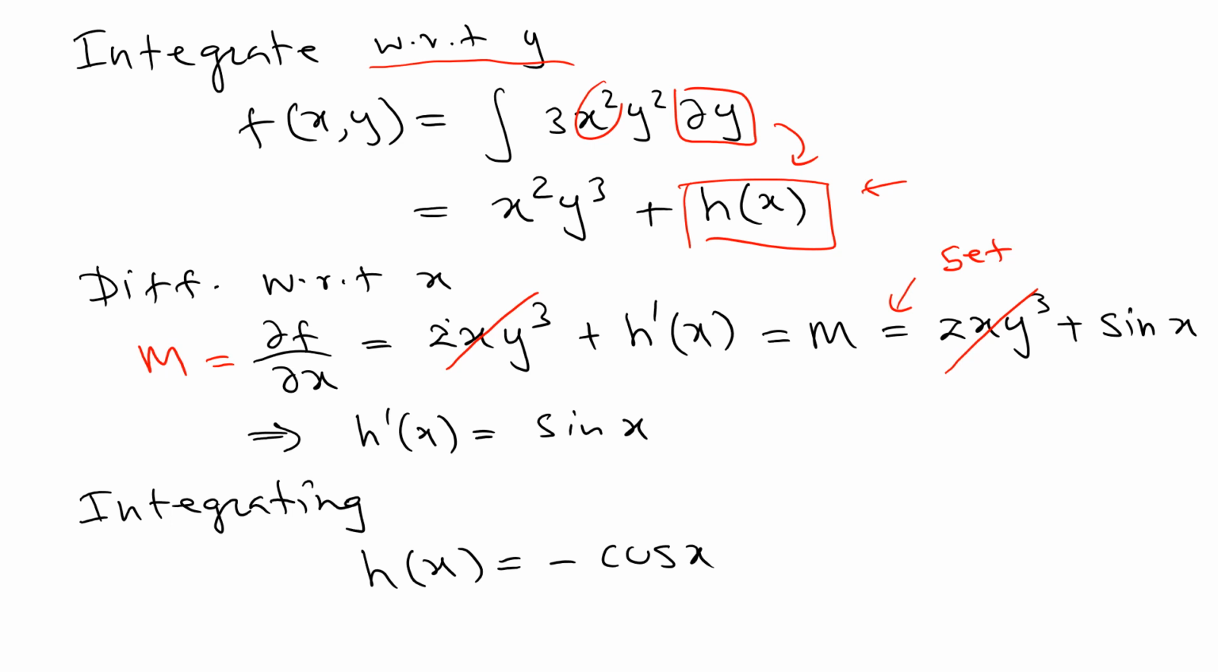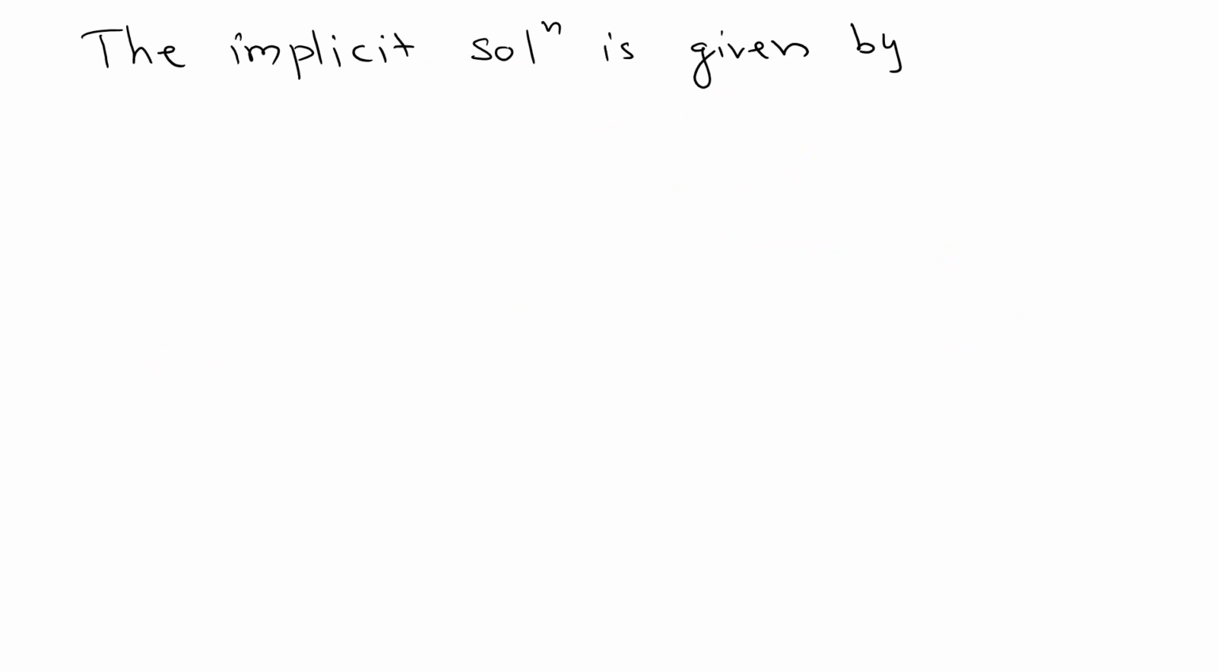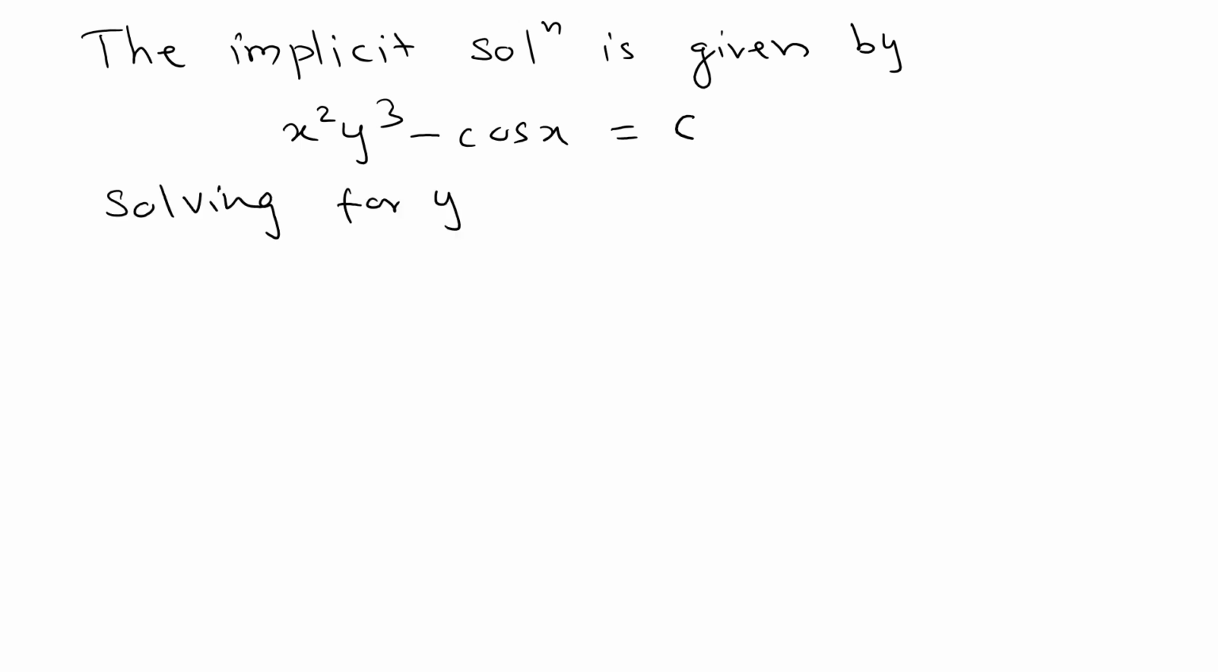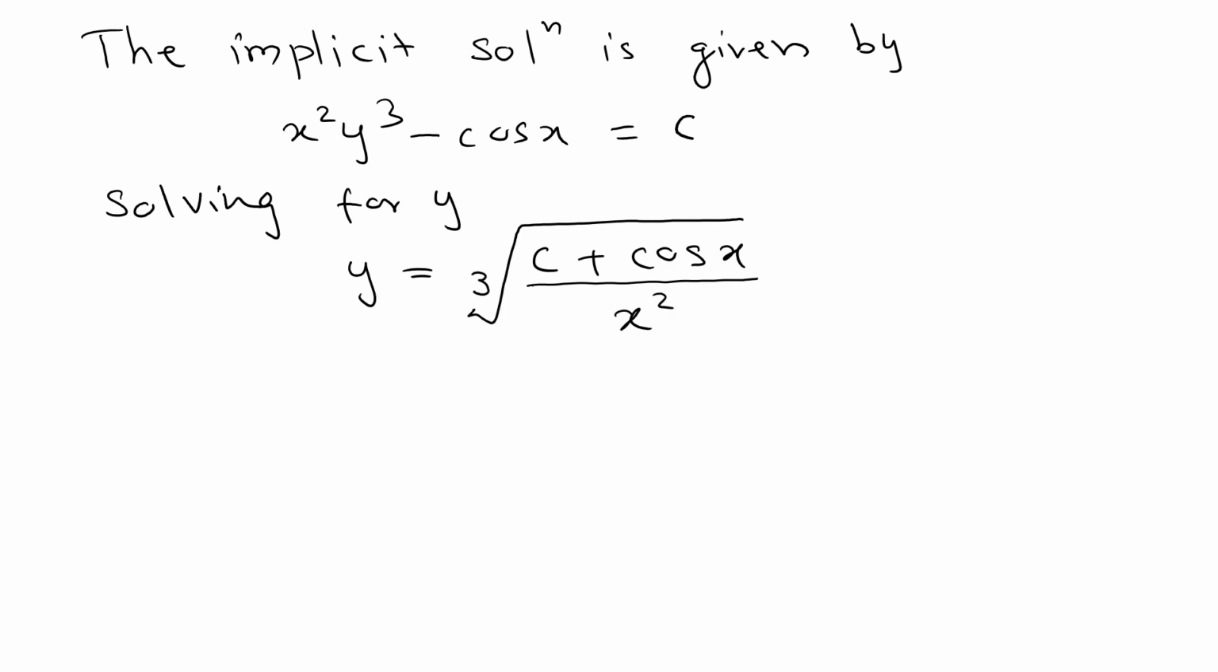So the implicit solution is given by f(x,y) = C. In this case, what happened is x^2y^3 − cos x = C. In this case, actually, you can solve for y. This is not difficult. Solving for y, we get y equals the cube root of (C + cos x) over x^2. So that is an explicit solution. Sometimes you can do that, and if you know the initial condition, you can find C.